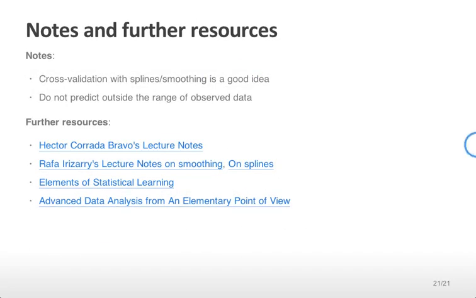So a little bit on notes and further resources. You might want to do cross-validation when you're using splines or smoothing, and the reason why is you might get overfitting, particularly if you use a very small span or you do a weighted average with only a very small number of points. Try not to predict outside the range of the observed data, because even with very smooth functions, once you get outside of the observed data, you can get really dramatic differences in what the prediction is and what the reality is likely to be.